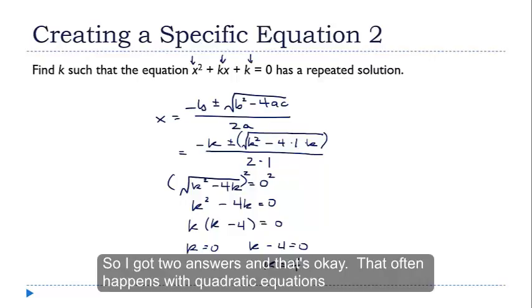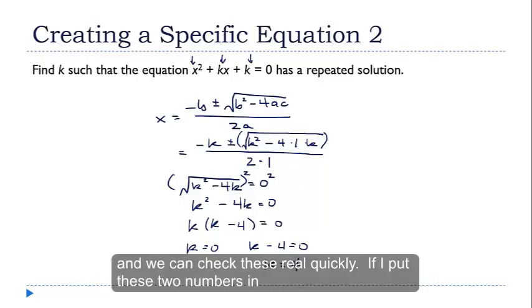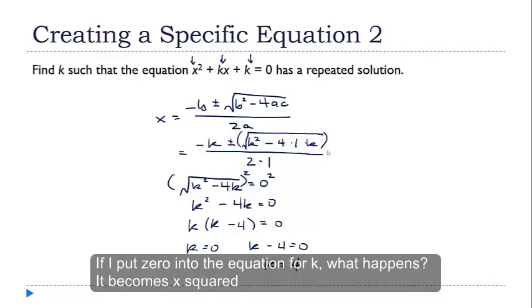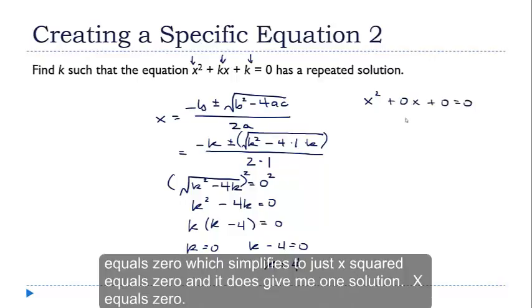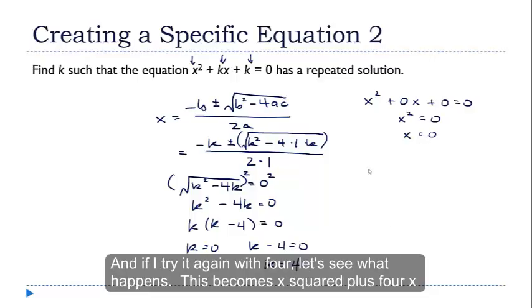All right, so I got two answers, right? And that's okay. That often happens with quadratic equations. And we can check this real quickly. If I put these two numbers in, if I put 0 into the equation for k, what happens? It becomes x squared plus 0x plus 0 equals 0. That simplifies to just x squared equals 0. And yeah, that does only have one solution, x equals 0.